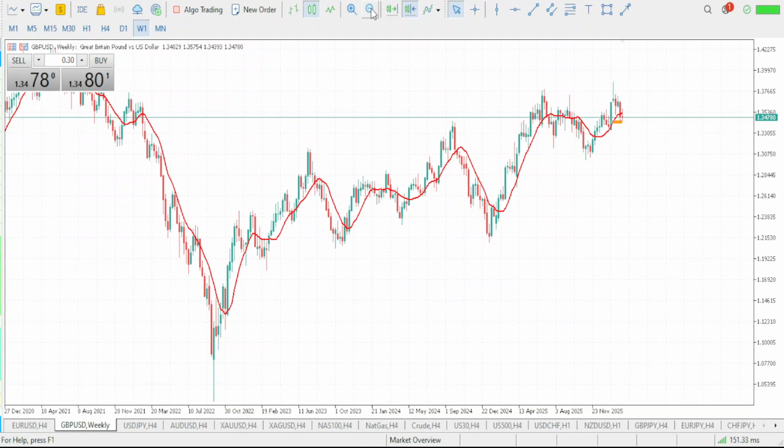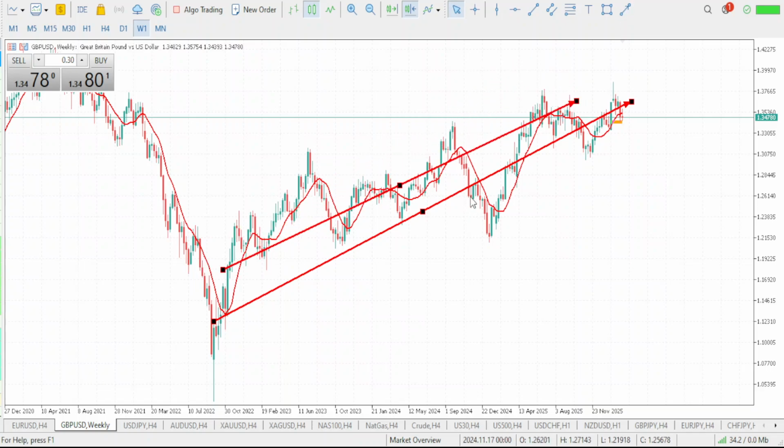Basically, there are three main movements in the market. The market is trending to the upside, which is very common, or the market is trending to the downside, or the market is ranging. These are the movements you will most likely find in the market. And as you can see right here on our GBPUSD, we are trending to the upside. So it is very clear that the market is trending to the upside right now.